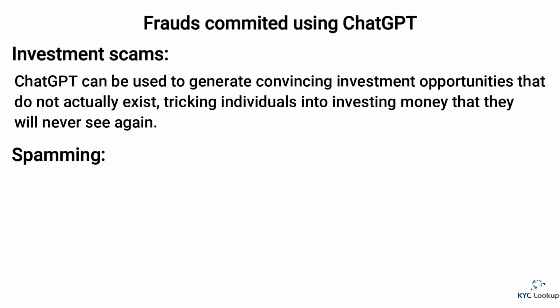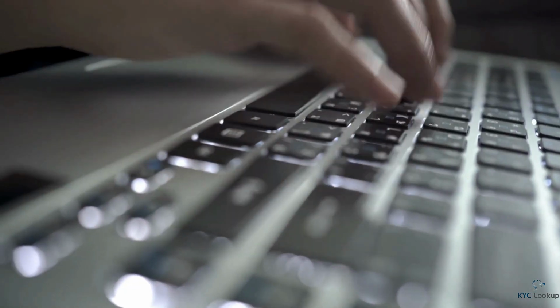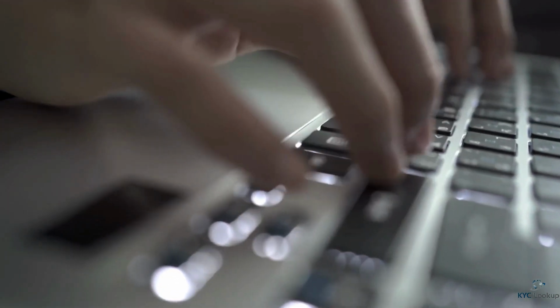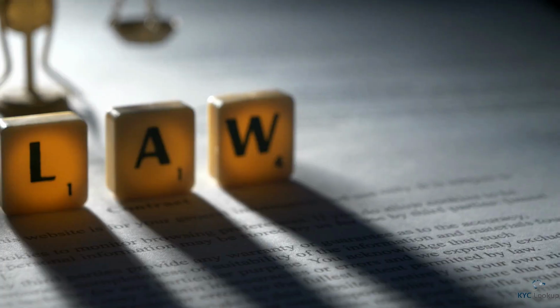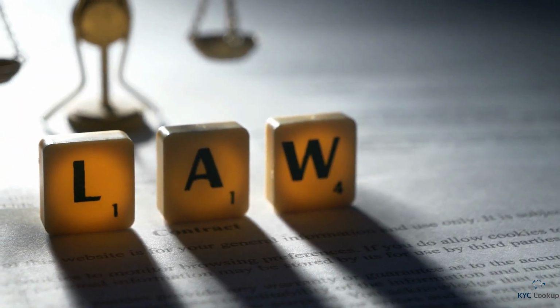Spamming. ChatGPT can be used to generate thousands of spam messages promoting fake products or services, tricking individuals into buying things that do not exist. It is important to use the model ethically and not to use it for illegal activities. If using the model for any kind of business or commercial purpose, it's important to comply with all relevant laws and regulations.